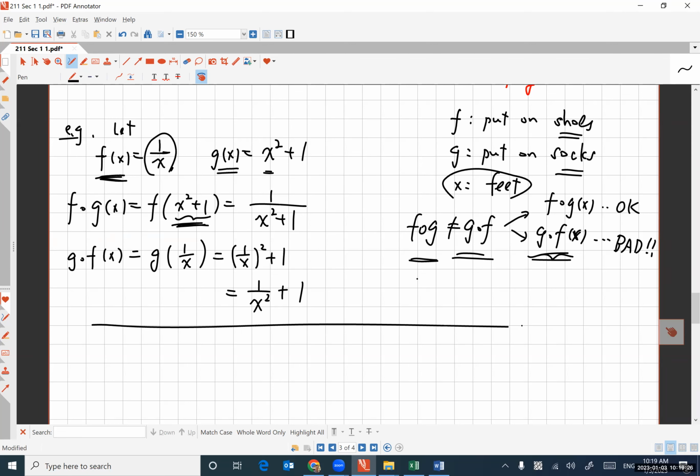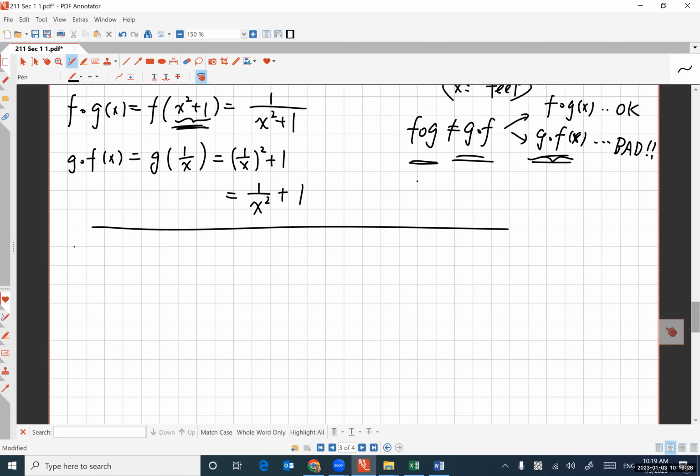And we'll talk more about the compositions. Compositions play a very important role as we study calculus, and so pay attention to that.